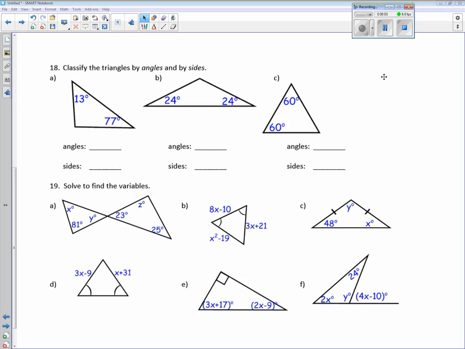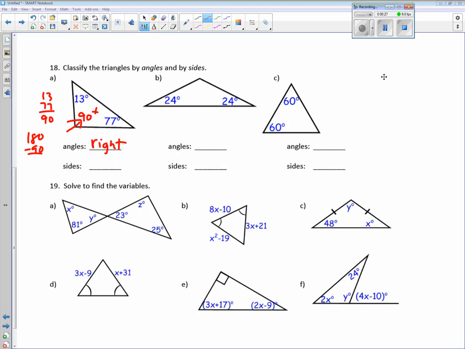For 18, you've got to classify triangles by angles and sides. One thing you're going to need to do here is figure out the missing angle for each. So what you can do is add the two angles together. In this case, 13 and 77 add up to 90. So to find the third angle, you're going to do 180 minus 90. In this case, it's 90 degrees. So by angles, this is a right triangle.